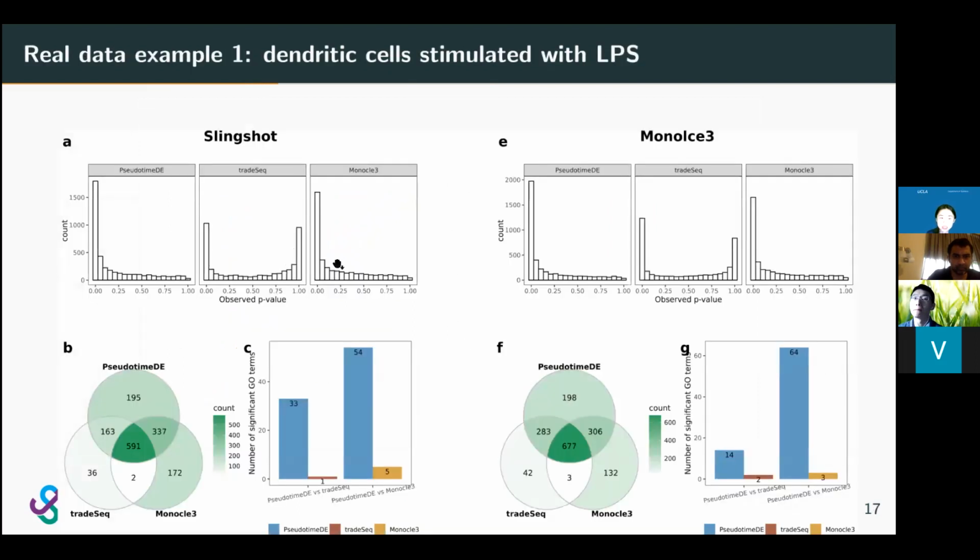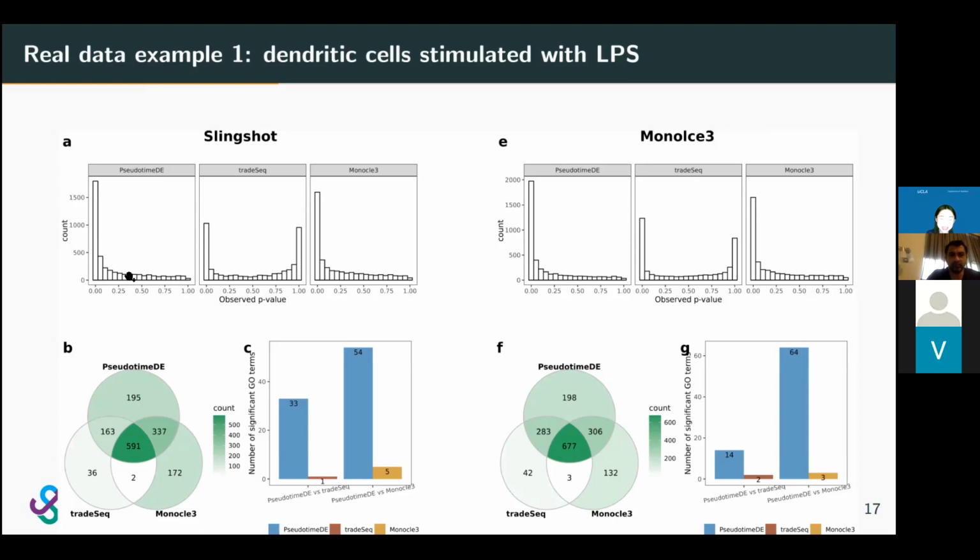Okay, so this is the first real data example. We apply our method to the dendritic cell stimulation by LPS. So it's an immune experiment: immune cells stimulated by some chemical. This is the p-value distribution of all genes, right? We know that some genes must be DE, so their p-values must be small. But other genes, the non-DE ones, are expected to have a uniform distribution.